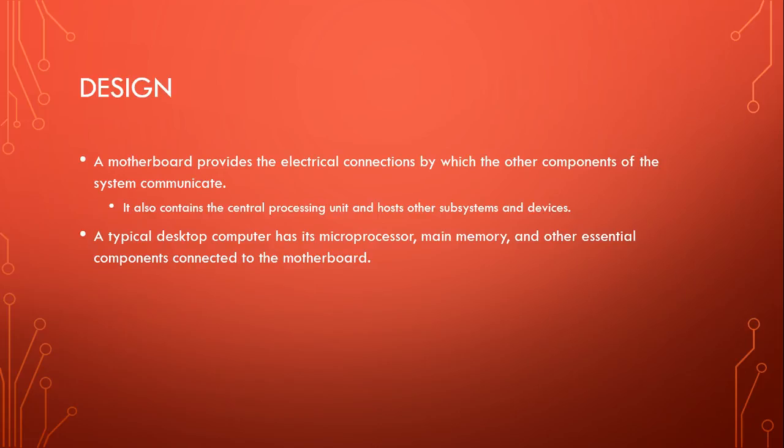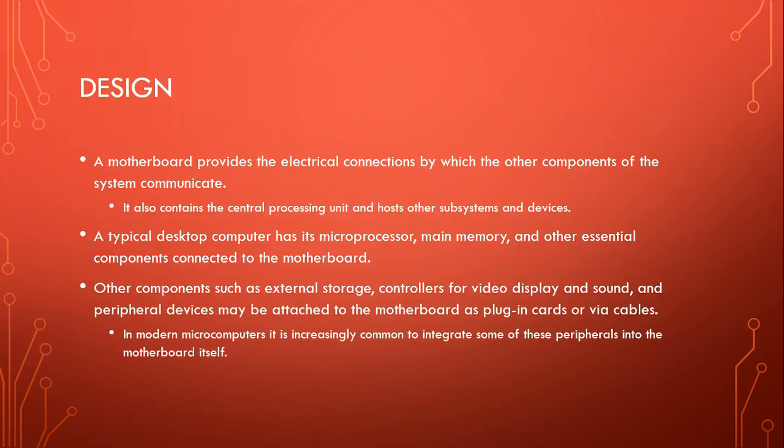When we look at an ATX board, we'll talk about the different components and break down stuff there. You'll start learning about some of what those different things do. Other components such as external storage, controllers for video, display, and sound, and peripheral devices may be attached to the motherboard as plug-in cards or via cables. In modern microcomputers, it's increasingly common to integrate some of these peripherals into the motherboard itself. So that's why, for example, you'll have onboard video or onboard audio, or even onboard networking, all integrated into that motherboard.